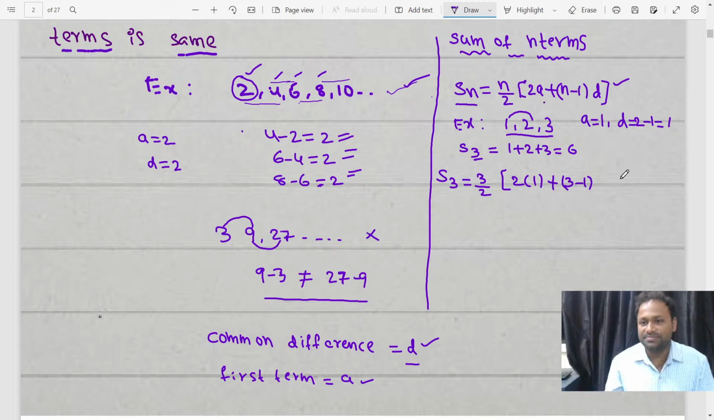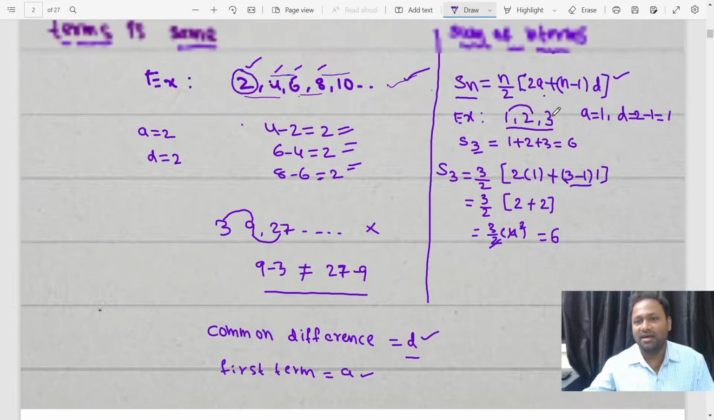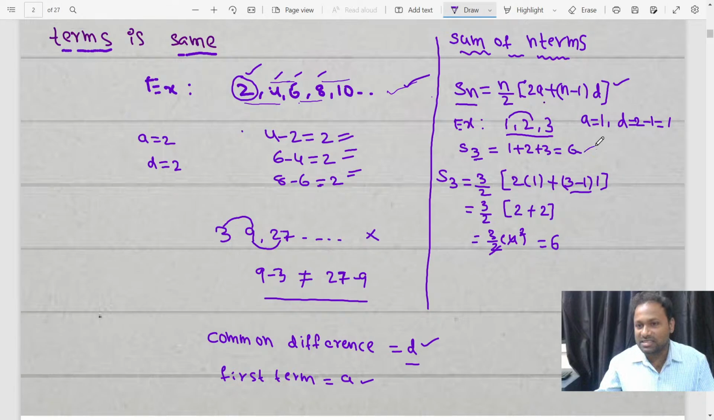I will substitute here. That is equal to 3 by 2 into 2 plus 3 minus 1, which is nothing but 2. That is equal to 3 by 2 into 4. 2 plus 2 will be 4. Two 2s are 4. That is equal to 3 twos are 6. Here, by adding, we got 6. In the formula method also, we got 6.